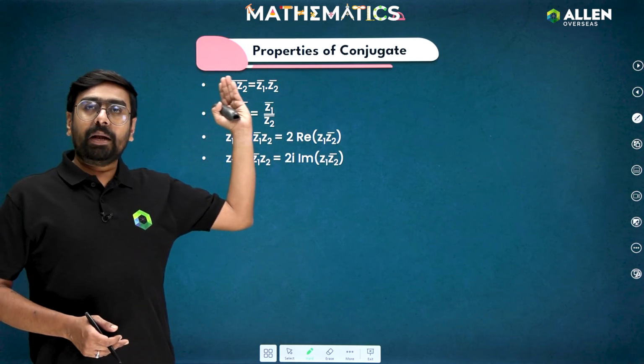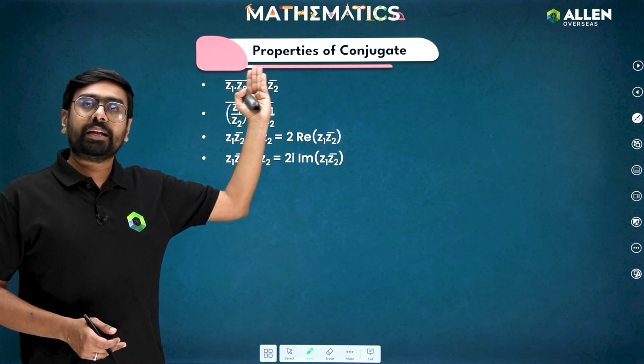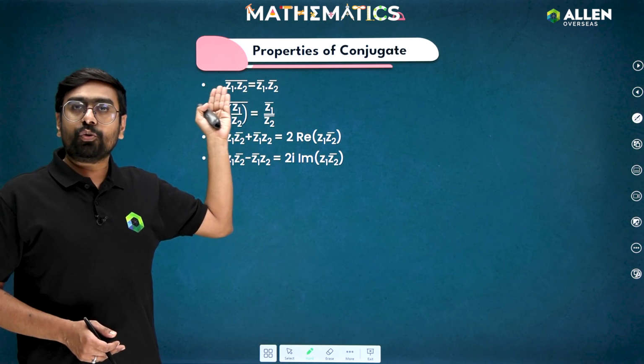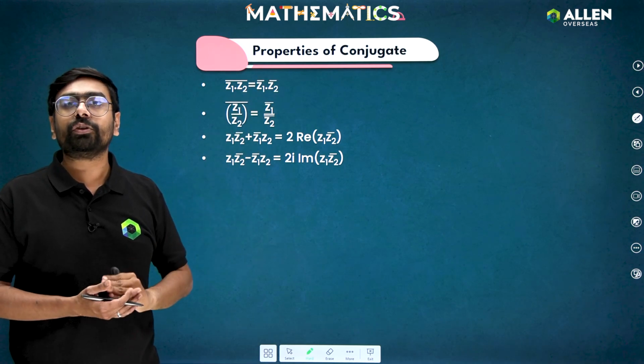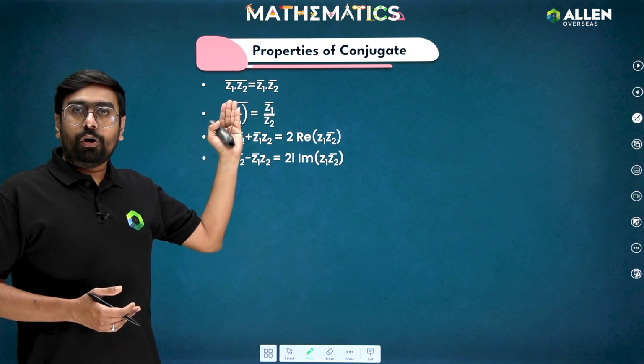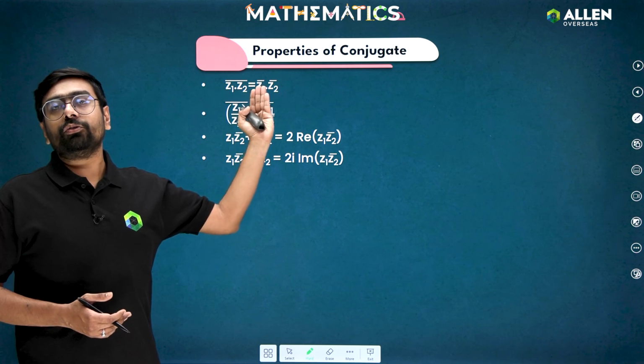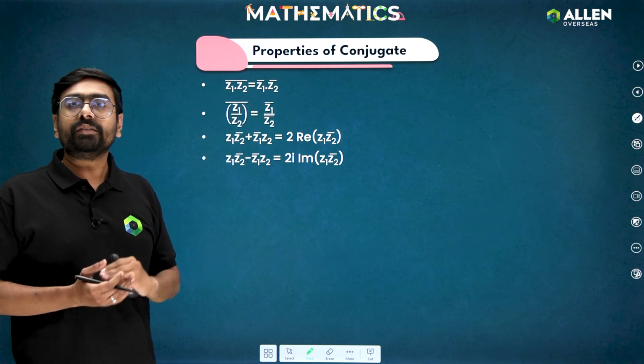Now, if we are multiplying and taking the conjugate, we can do it individually also. Conjugate of z1 multiplied with z2 will be equal to conjugate of z1 multiplied with conjugate of z2. Conjugate of z1 by z2 will be equal to conjugate of z1 divided by conjugate of z2.